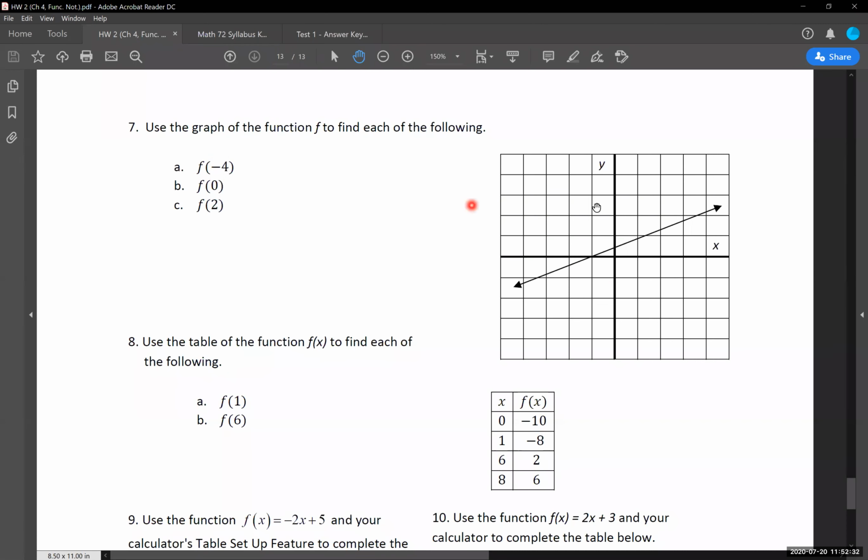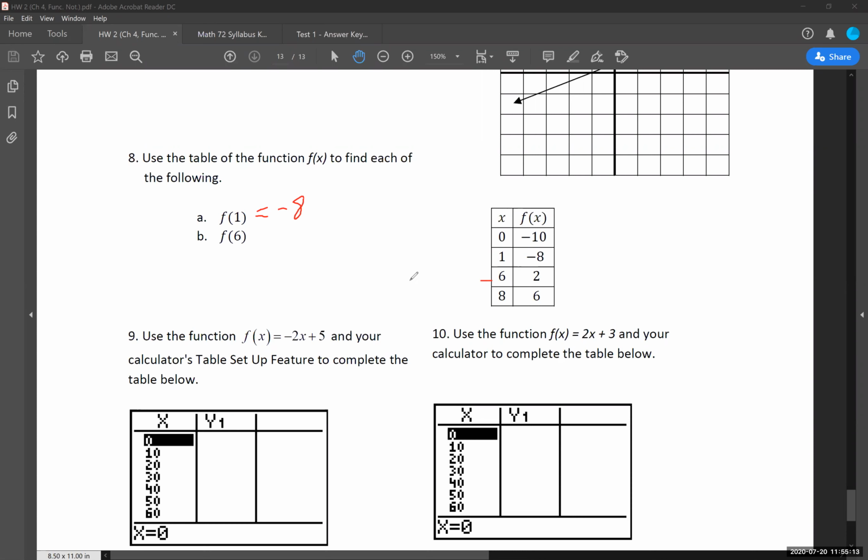Then f of 6, again, I'm finding 6 in my input values. It's right down here. I want to find its corresponding output value, which is 2, which is right next to it. So f of 6 is 2. We have our answer there.